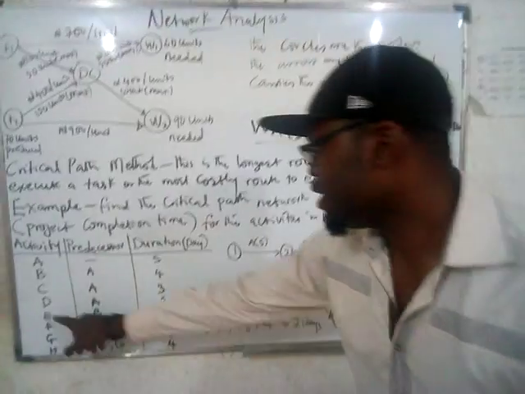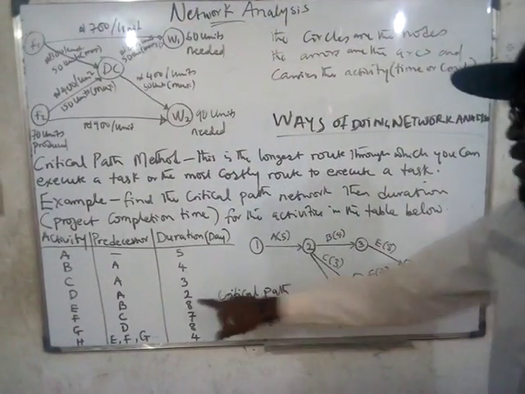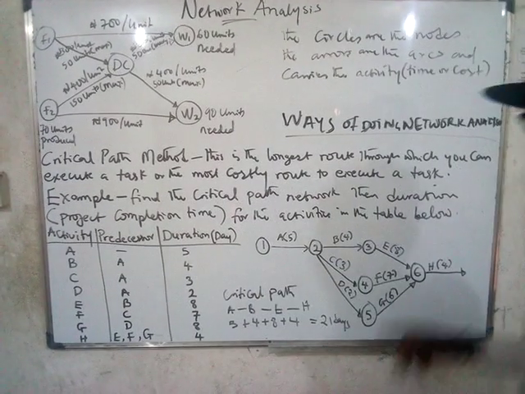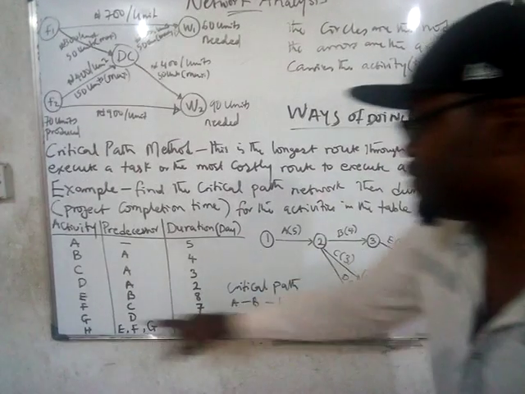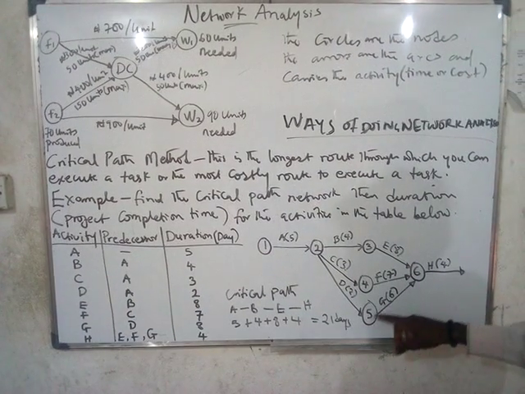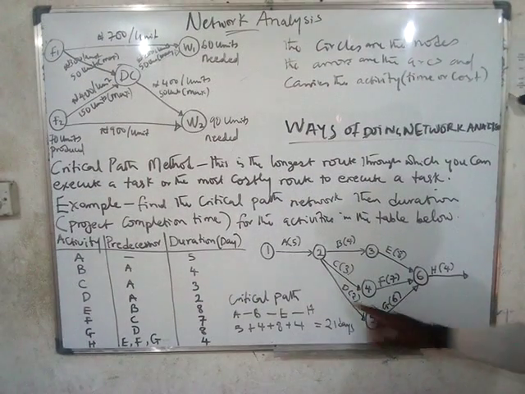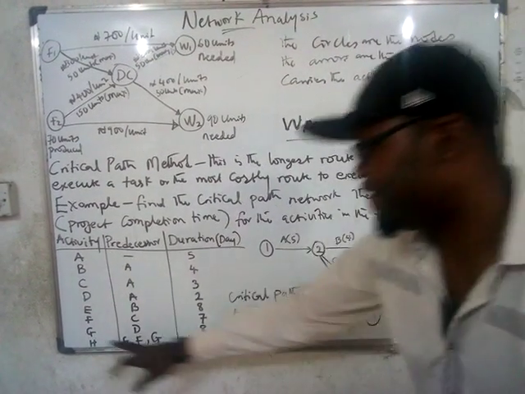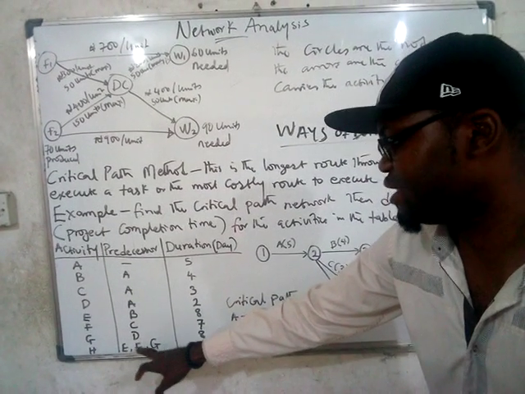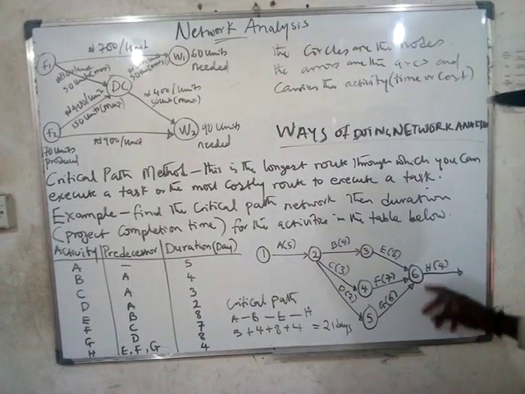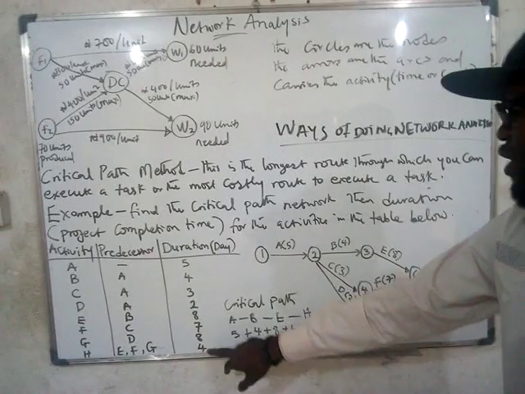duration is 2. E from B, so E has to be from B. Duration is 8. F from C, so this is F coming from C. Duration 7. G from D, G coming from D, duration 6, and finally H coming from the intersection of E, F, and G. That's where H starts, and duration is 4.